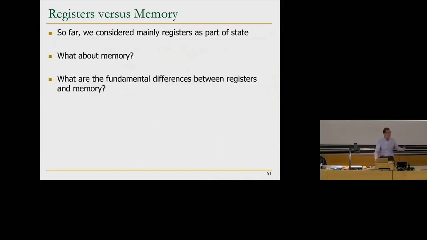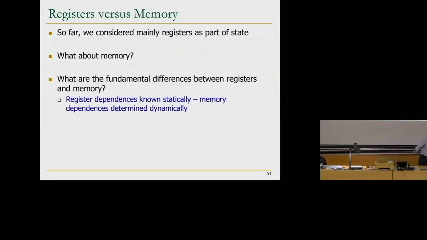So we considered mainly registers as part of the state. What about memory? There are multiple fundamental differences between memory and registers. The first one is really interesting because it's going to cause a lot of complexity and headache in the design. Register dependencies are known statically, meaning you look at an instruction, it sources register 3, you know the sources, you know the destination. Good, you can do renaming easily, right? Because you know everything at the front end of the machine after you decode the instruction. But for memory, you need to execute the instruction a little bit to get the address. So you don't know the memory address of an instruction at the beginning of the pipeline in the decode stage. And this is the cause of all of the headaches that we're going to have.